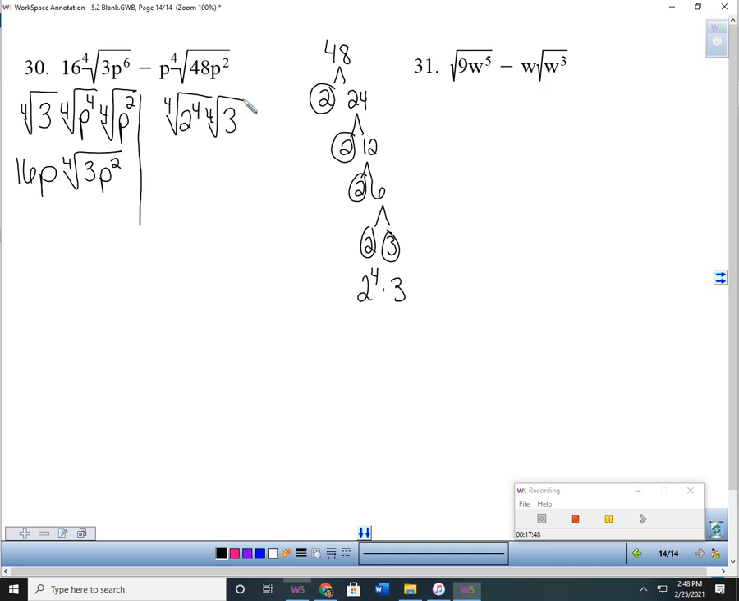Can I split up my p squared? No, because 2 is smaller than 4. So the only perfect fourth root I have is this 2 right here, correct? And I have to take that times negative p. So that gives me negative 2p, and then fourth root of 3p squared. So now when I look behind my numbers, my coefficients, I have the same thing, right? So 16 minus 2 is 14p times the fourth root of 3p squared.